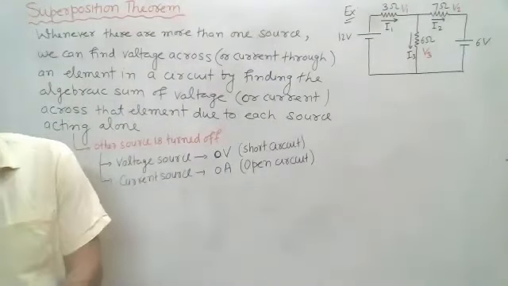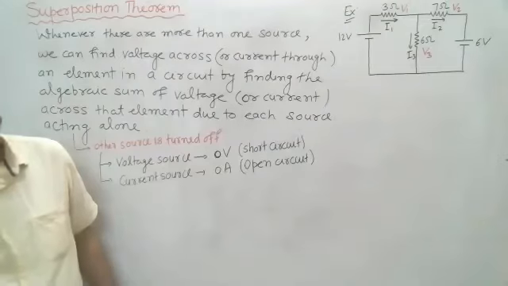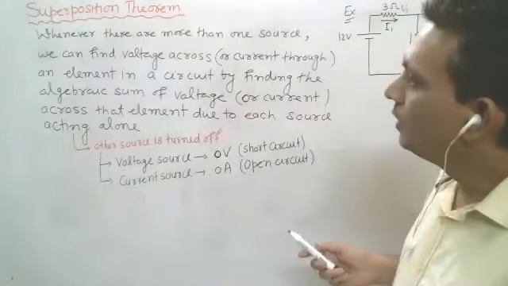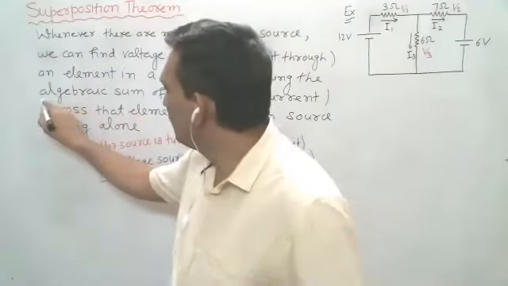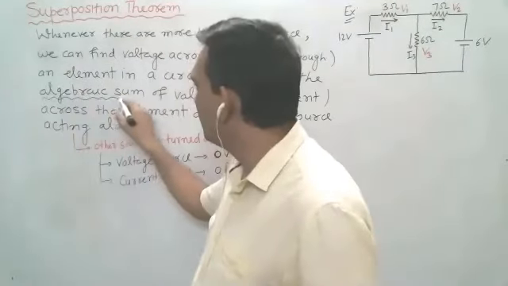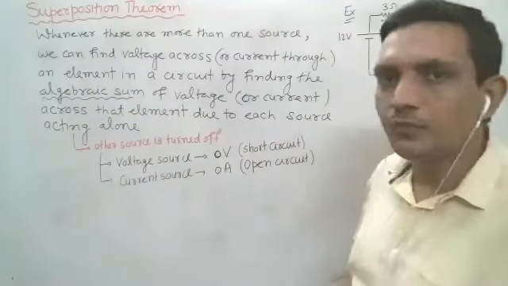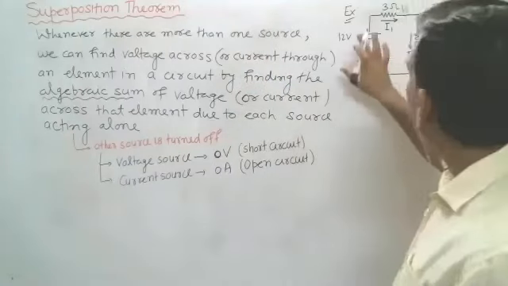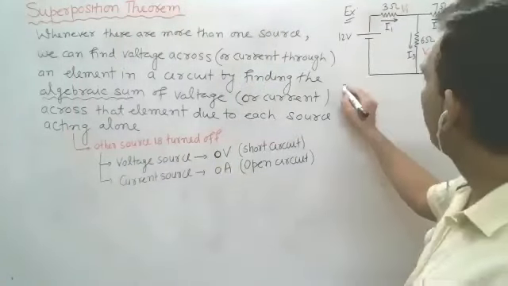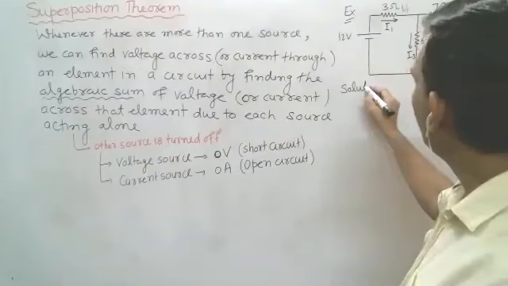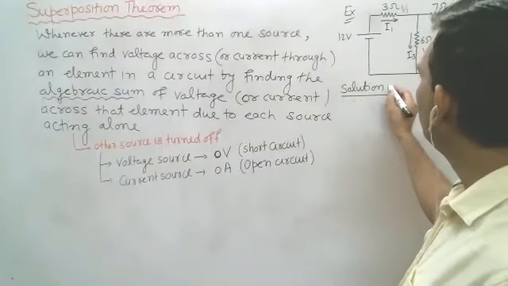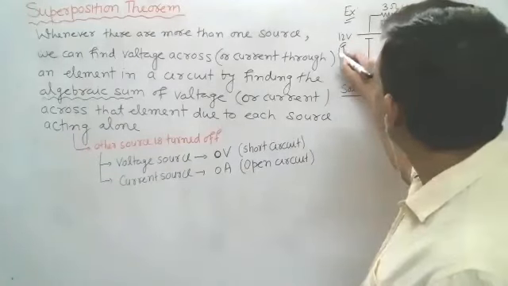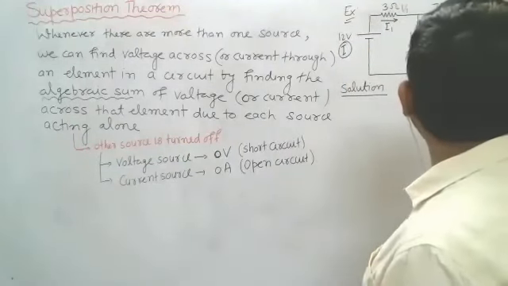Is it clear? Yes, sir. Now we will use superposition. So algebraic sum means you have to show the direction, polarity of voltage or direction of current. Accordingly, you can add or subtract. So in this case, you have to find voltage or current due to individual source. So assume this is source 1, and this is source 2.